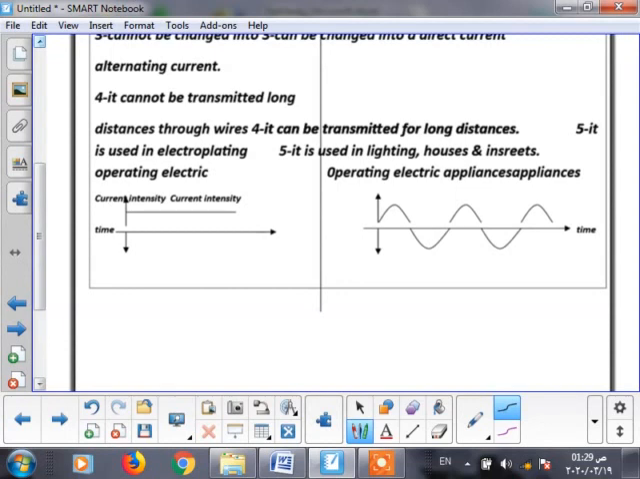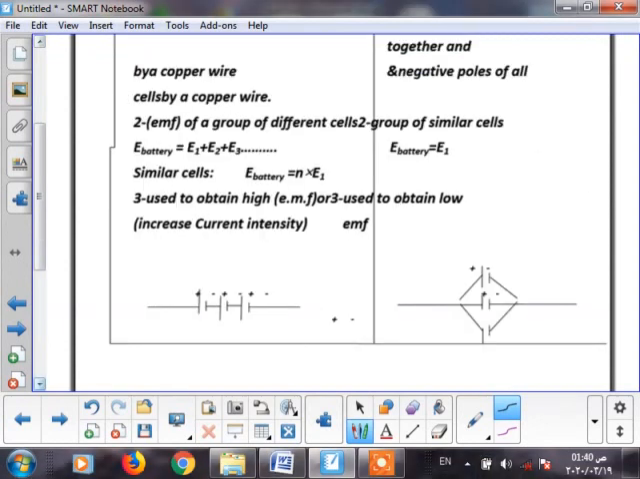But how can we connect the cells in the electric circuit? We have two ways of connecting cells in the electric circuit: series connection and parallel connection. In the series connection, we put the cells one after each other, where the negative pole of the first cell will be the negative pole, and the positive pole of the last cell will be the positive pole. Here, we observe that the different poles are connected with each other, so this is called series connection.